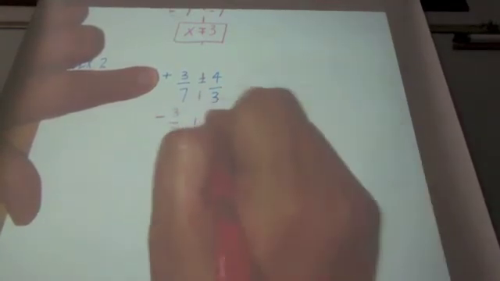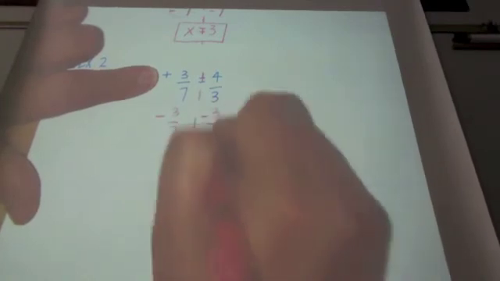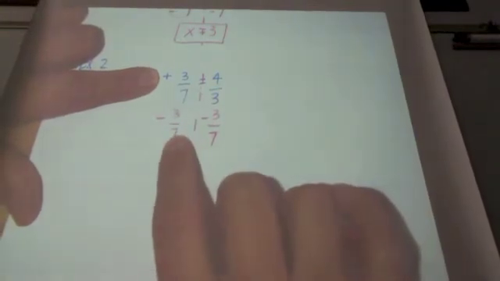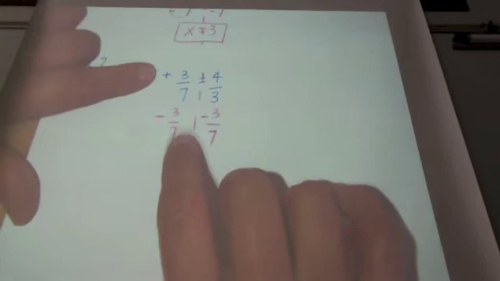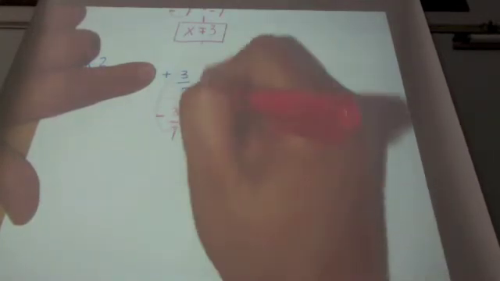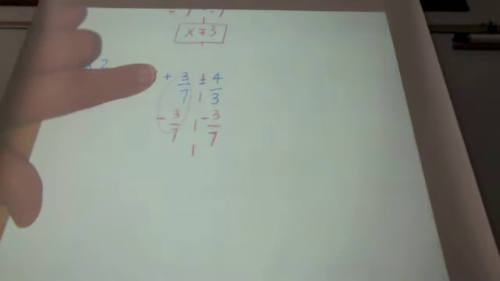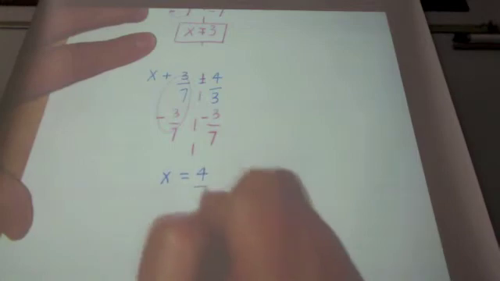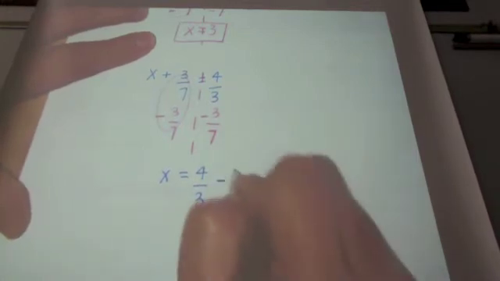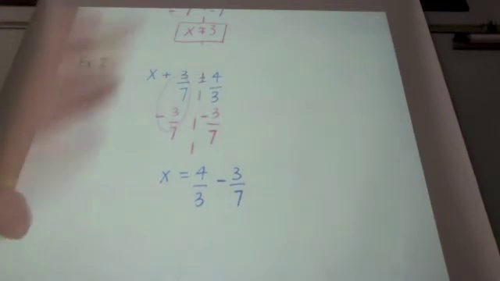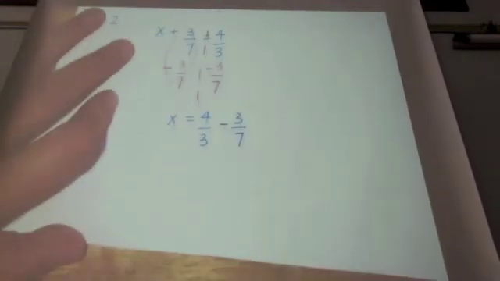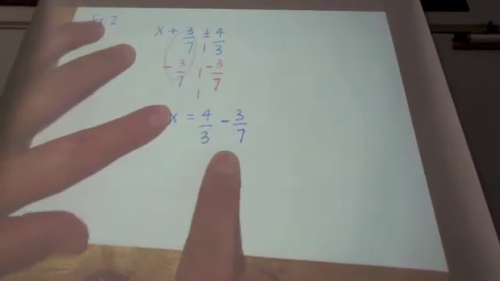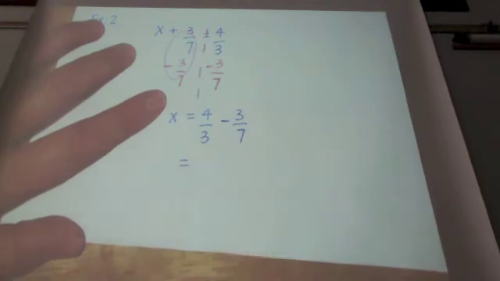Whatever I do to one side of the equation, I have to do to the other. A positive 3/7 and a negative 3/7. Remember, we're trying to get x all by itself, so we need to make this 0. Now, I'm going to rewrite our equation to x equals 4/3 minus 3/7. Now, we're looking at fractions. What do we have to do when we are subtracting fractions? When we are subtracting fractions, we have to look for a common denominator.